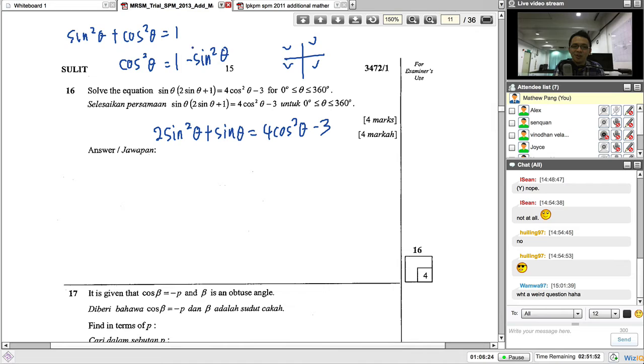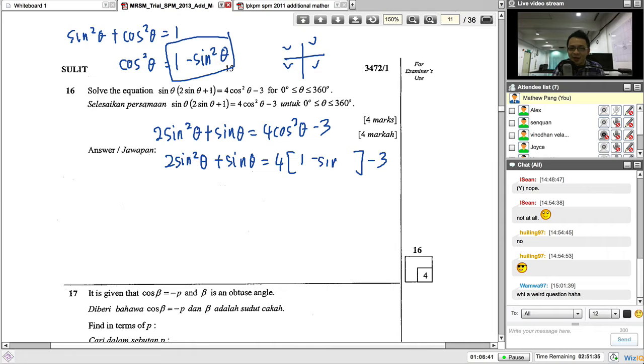So I'm going to substitute this one into the cos square. So I rewrite this one: 2 sine square angle plus sine angle equals to 4, this one, minus 3. What's this cos square angle? It will be 1 minus sine square angle. So from here, we have to solve it. We have no problem expanding this one, right? It's just 4 minus 4 sine square angle minus 3.